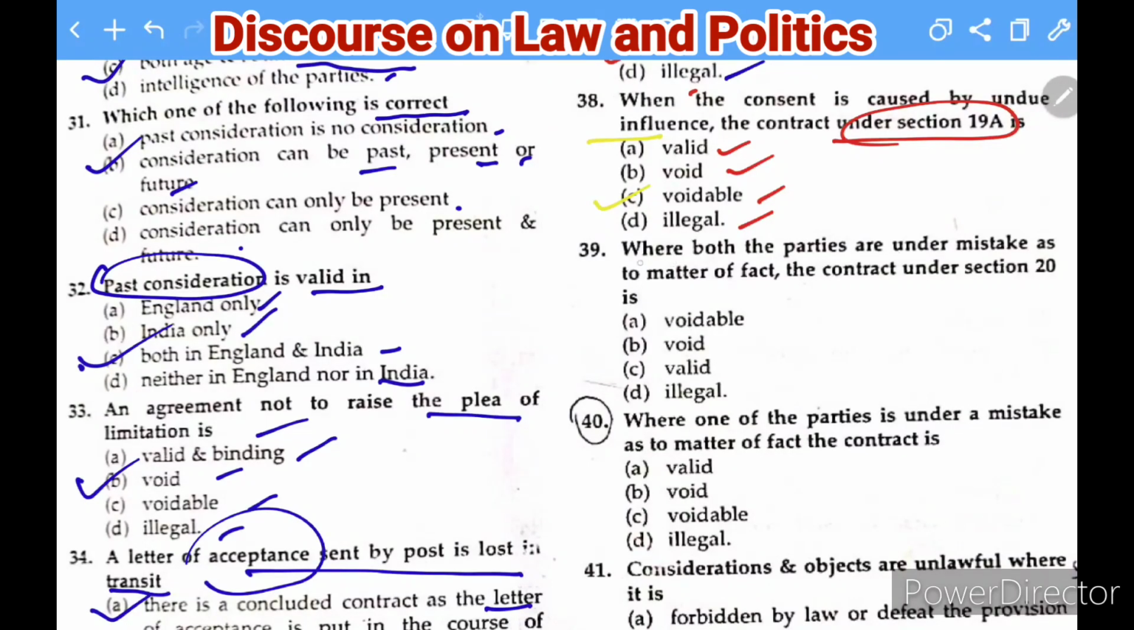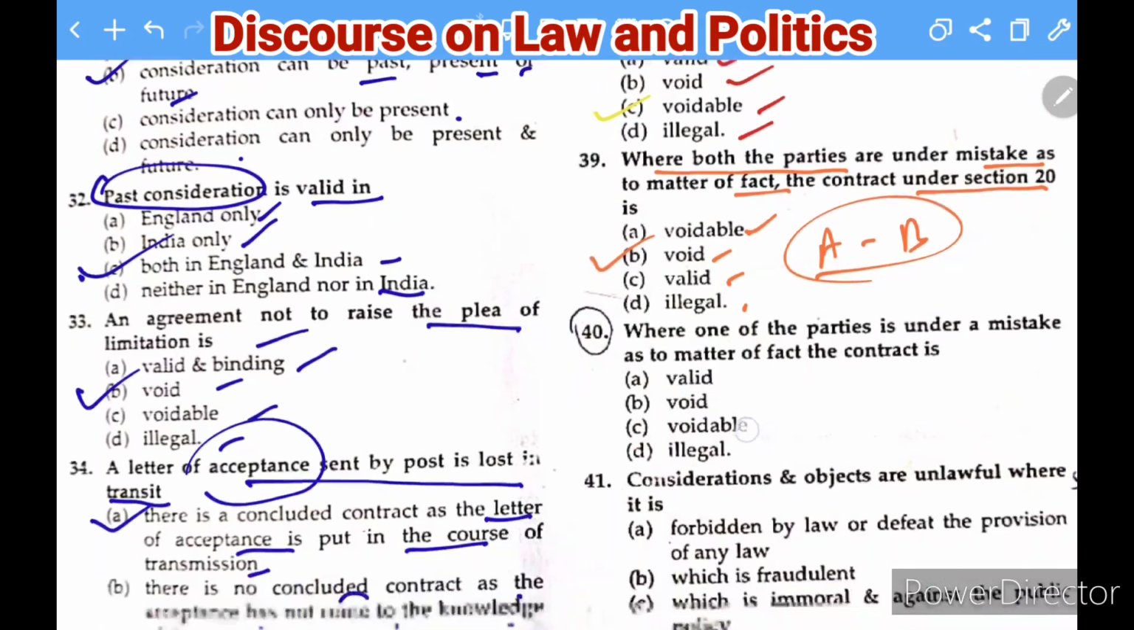Coming to the next question, where both the parties are under mistake as to a matter of fact, the contract under section 20 is voidable, void, valid, or illegal. So give your answer here. Both party A and B are under a mistake of fact. Yes, in that case it is going to be void.